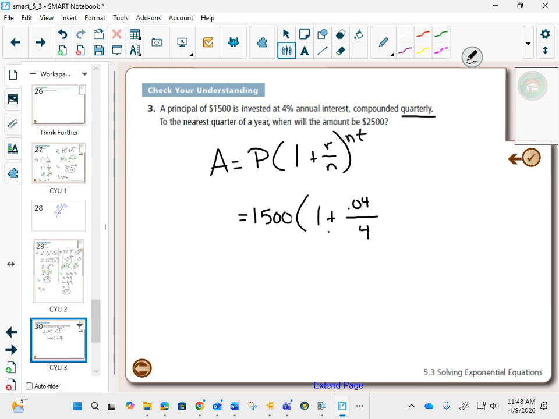The most common one that they have is monthly. Monthly would be 12. They could say daily, and you'd write 365. Some of the tricky ones are semi-annually. Do you know what semi-annually means? Every 6 months, which would be how many times per year? Twice.